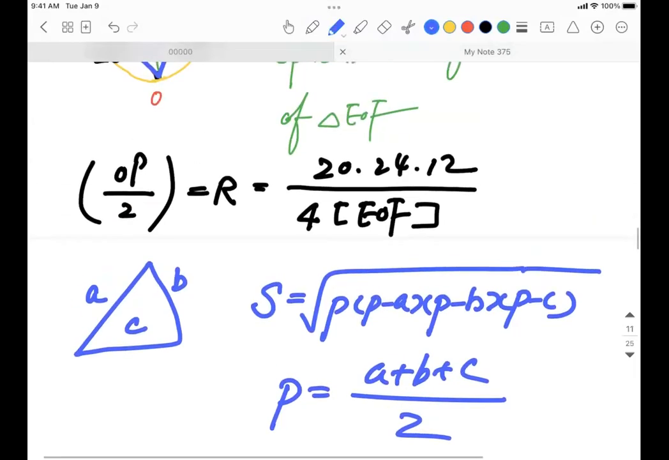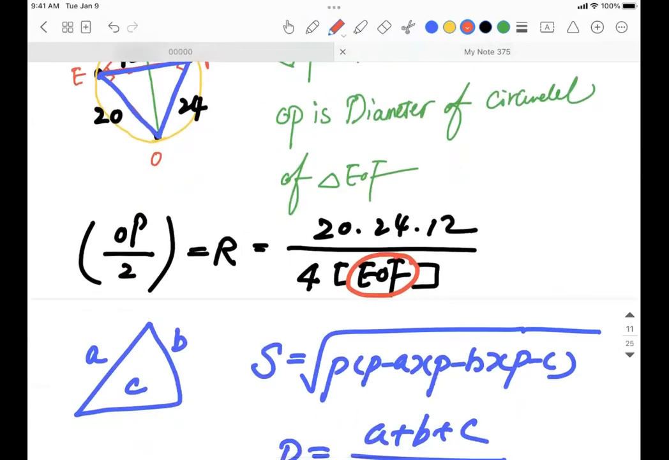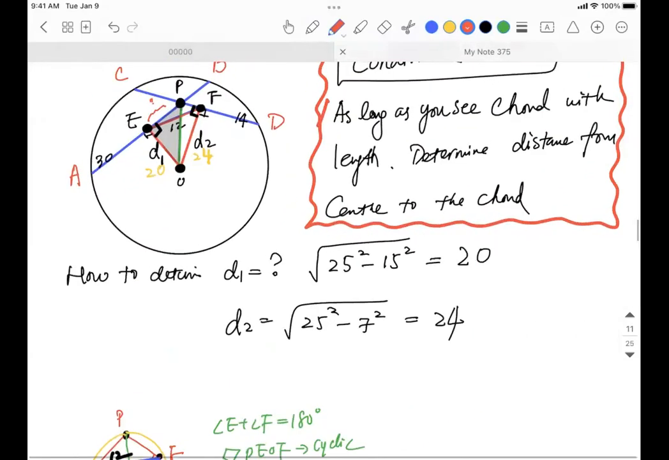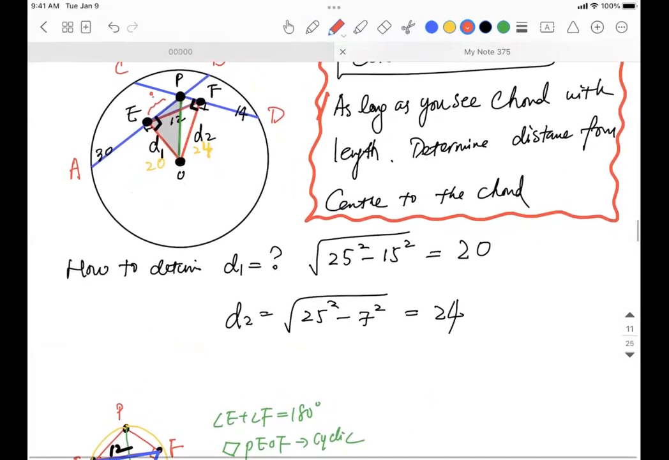Okay, so you would be able to determine the area of my triangle EOF because you already know the three sides, 12, 20, 24. With all of this information, you do the calculation, and you get a value for OP squared. That is what you do for such a problem. I don't really do the calculation. I just want to show you guys the thinking process.